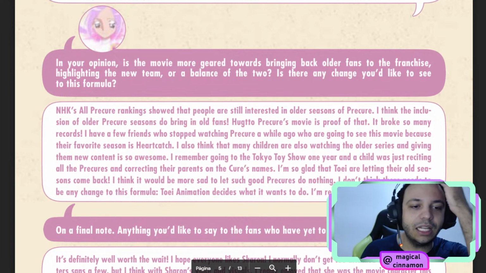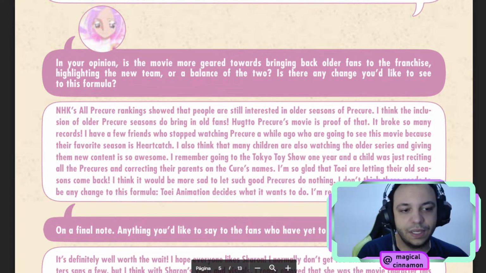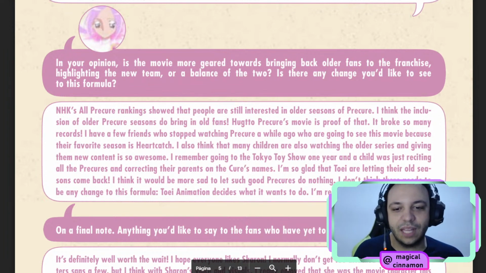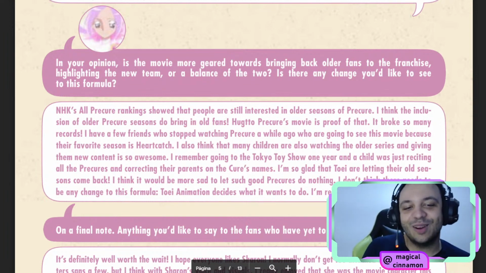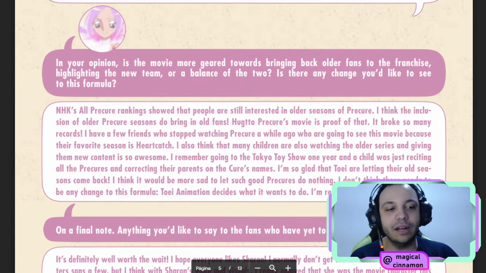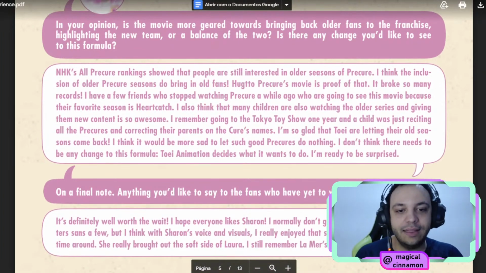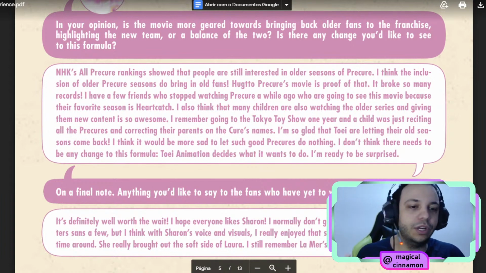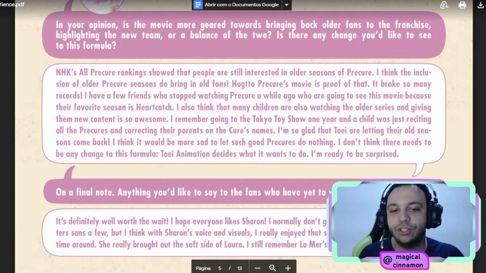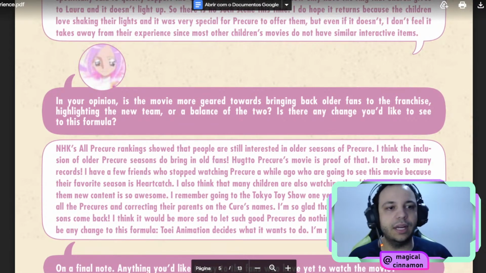I also think that many children are also watching the older series, and giving them new content is so awesome. I remember going to the Tokyo Toy Show one year and a child was just reciting all the PreCures and correcting their parents on the PreCure themes. I love that. I'm so glad that Toei are letting their old seasons come back. I think it would be more sad to let such good PreCures do nothing. I don't think there needs to be any change to this formula. Toei Animation decides what it wants to do. I'm ready to be surprised. So I feel like this is a very nice feeling.